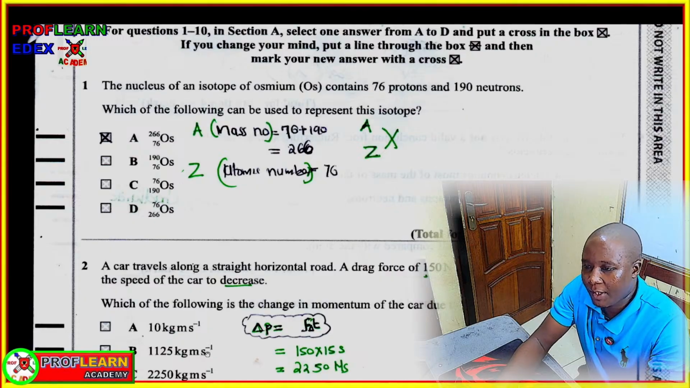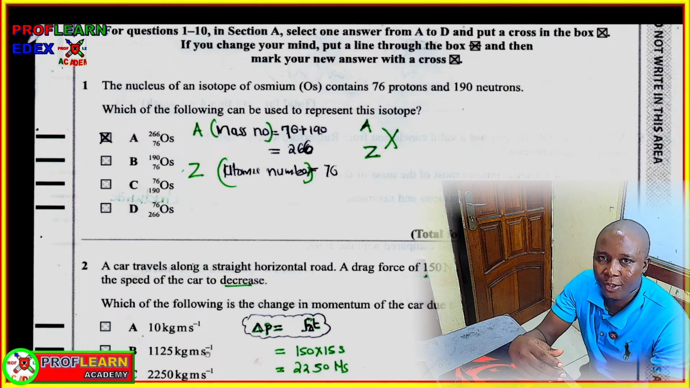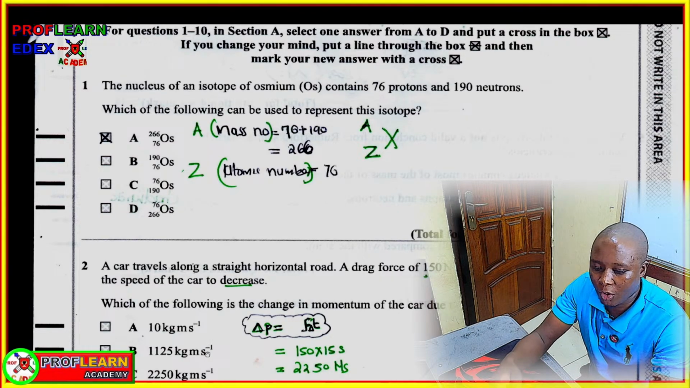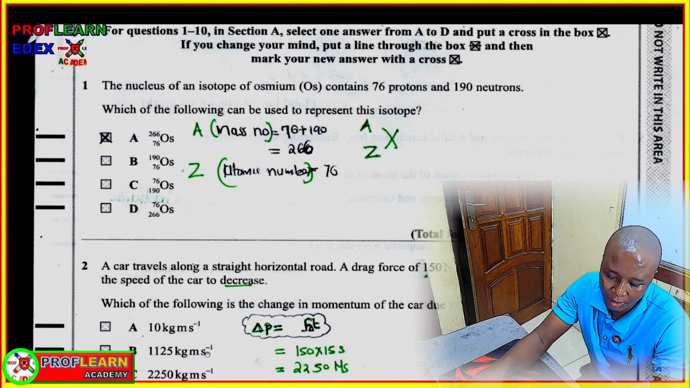particles, and here you need to realize that the Unit 4 paper involves multiple choice. The first 10 questions are actual multiple choice, and then from question 11 onwards, you are going to have the structured questions.